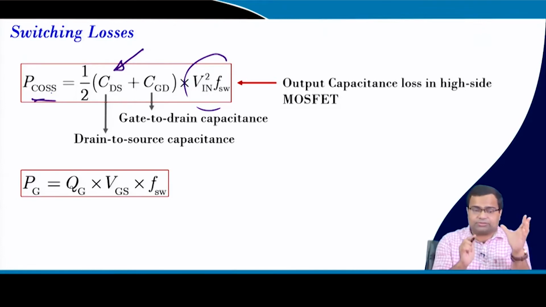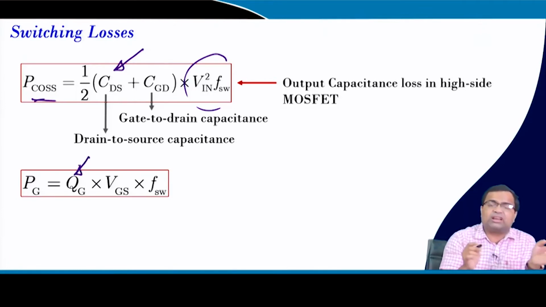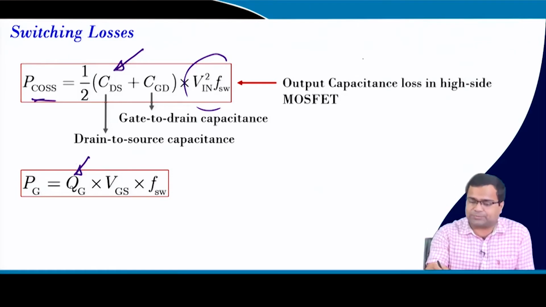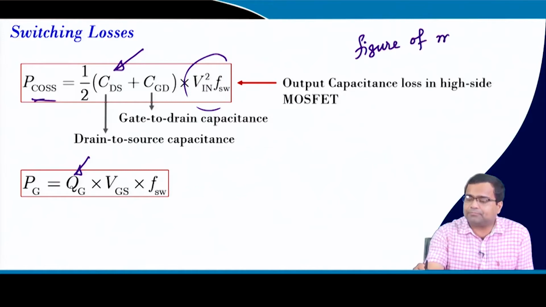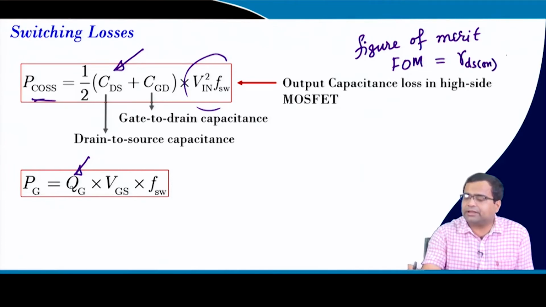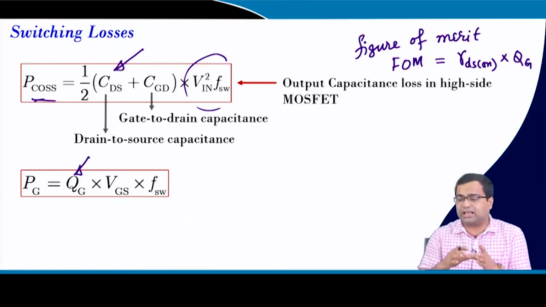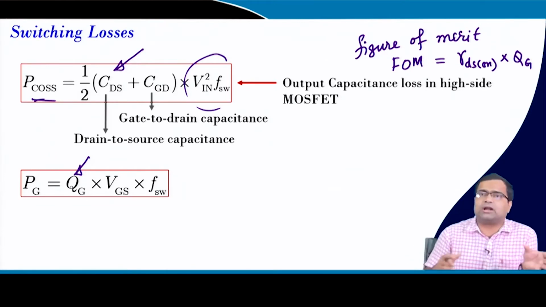Then the gate drive loss. Gate drive is the QG, that means the total gate charge requirement. If you take a MOSFET, we know the figure of merit, FOM, typically this is RDS on times QG. That means if you select a MOSFET with higher RDS on, then QG can be reduced, and if you select a MOSFET with lower QG, then RDS on will increase.